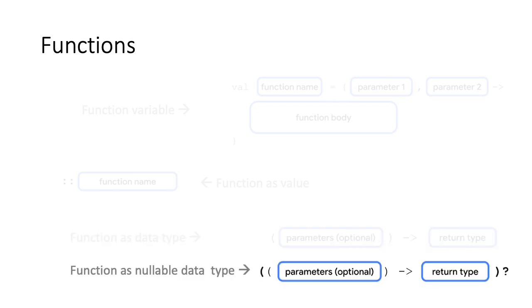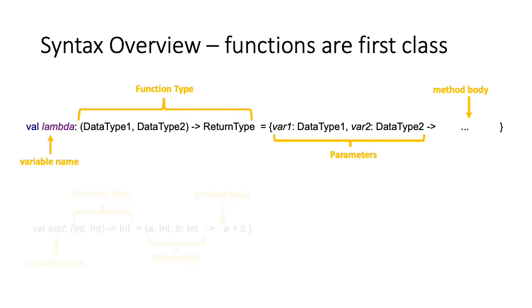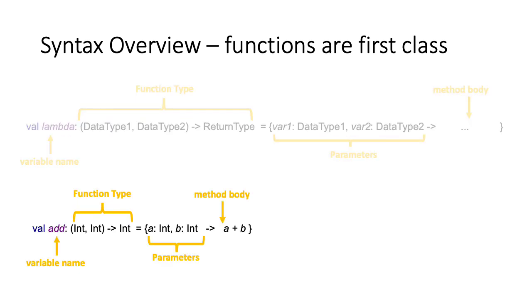Functions can be nullable types as well. Let's take a closer look. We have two examples. The function with the name lambda is a very generic definition, comprising a variable name, the function type, parameters, and then the function body. The function with the name add is very specific. It takes in two integer parameters and returns an integer. On the right hand side are the parameters and the body enclosed in braces.